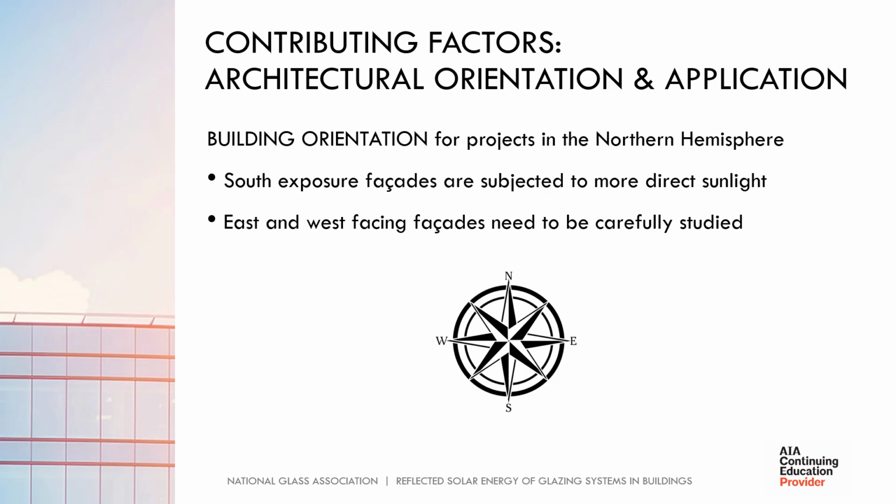Building orientation is one of the main factors to consider when trying to address solar reflectivity. It is common knowledge that south exposure facades are subject to direct sunlight during the largest part of the day for projects located in the northern hemisphere. However, east and west-facing facades need to be carefully studied due to the relatively low solar angle at sunrise on the east facade and sunset on the west facade. If properly oriented, even the most challenging building geometries can be accommodated without generating more solar reflectivity.